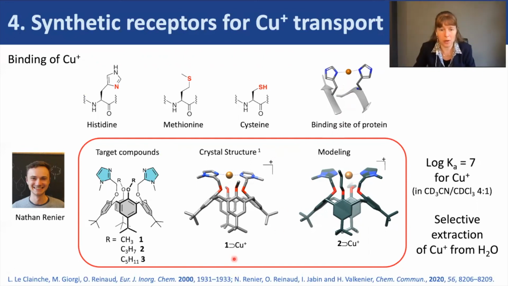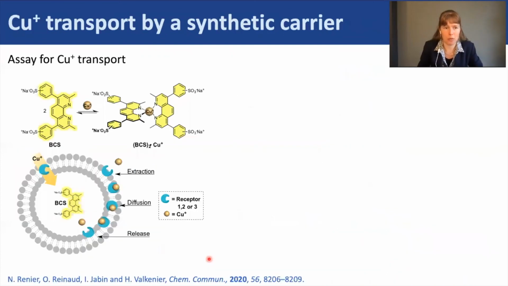So this binding was known, but Nathan set out and synthesized some derivatives with longer R groups to lock this calixarene in its cone conformation. And he had to develop the methodology to see if these compounds could indeed transport copper(I) cations across membranes. For that, he encapsulated the dye BCS. This is known to form a 2-to-1 complex with copper cations, and that decreases the fluorescence upon binding.